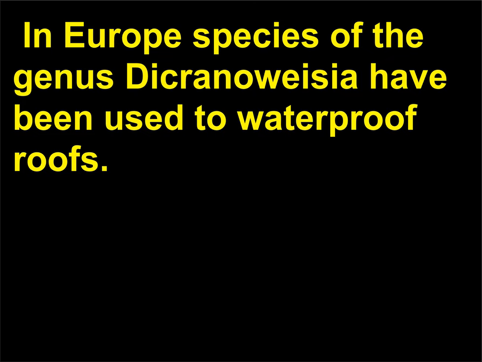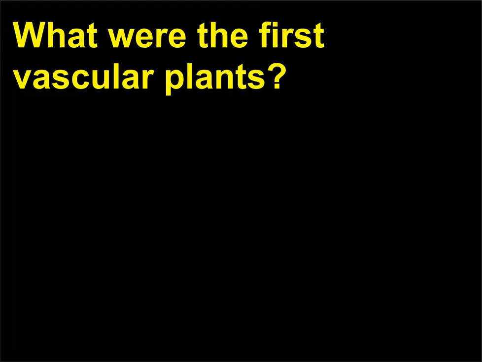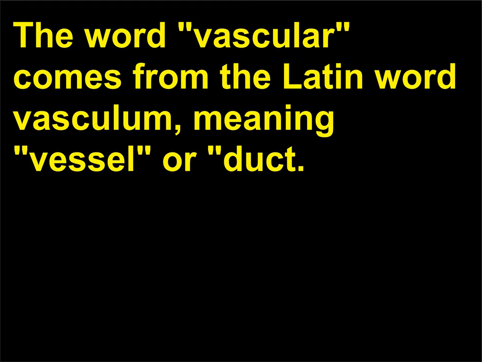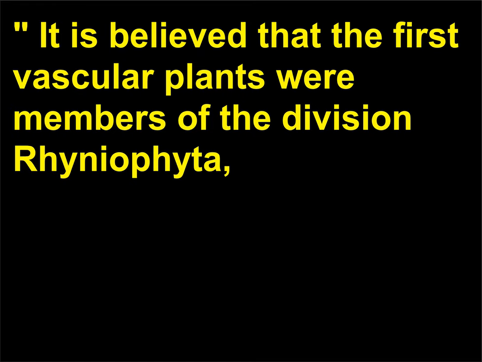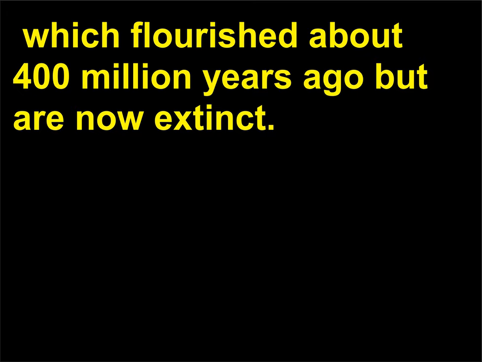What were the first vascular plants? The word vascular comes from the Latin word vasculum, meaning vessel or duct. It is believed that the first vascular plants were members of the division Rhynchophyta, which flourished about 400 million years ago but are now extinct.